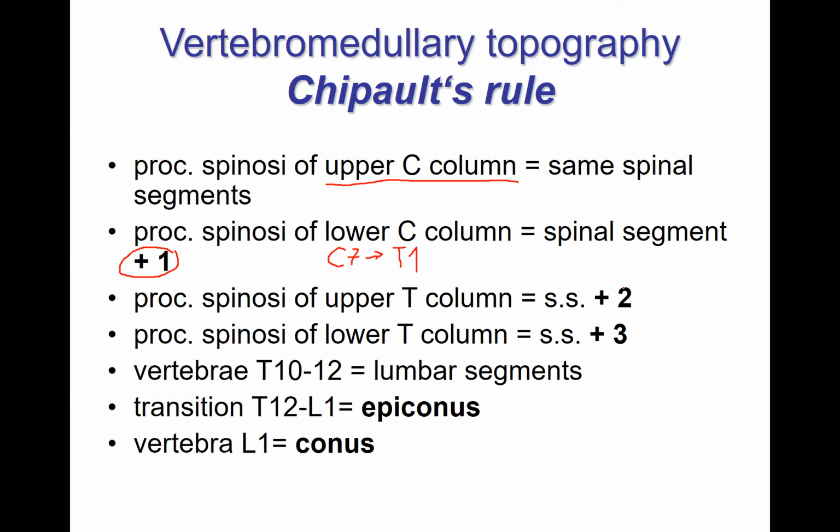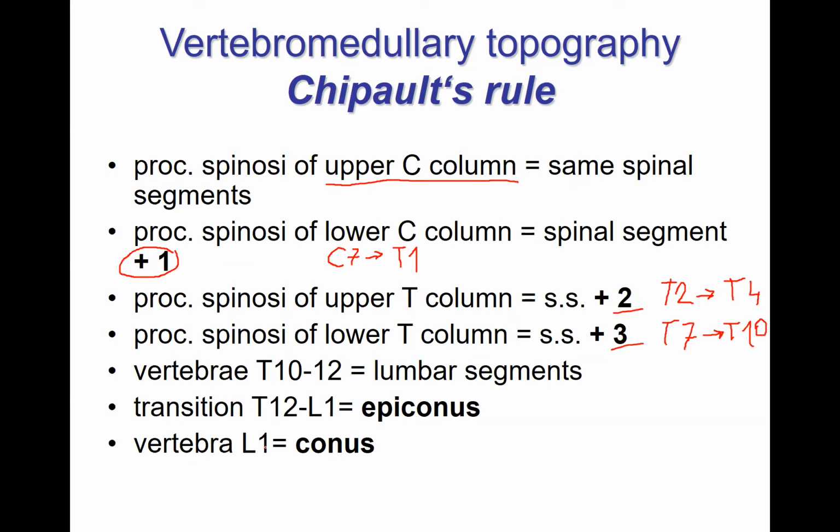If you go down, you have to add 2 and you have to add 3. So at the level of T2 vertebra, the segment will be T4. At the level of T7 vertebra, the segment will be +3, T10. So if you have, for example, compression at the level of T7, you can see problems in the intercostal nerves down to the 10th intercostal nerve.